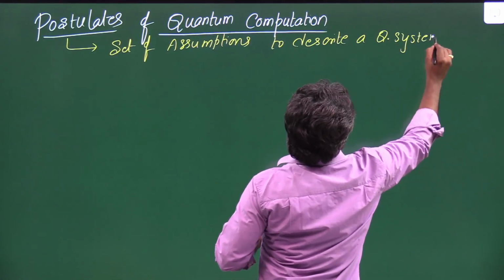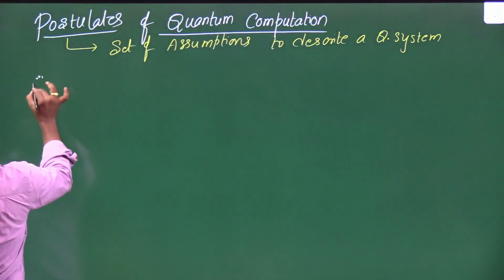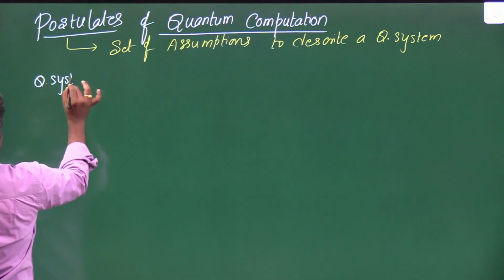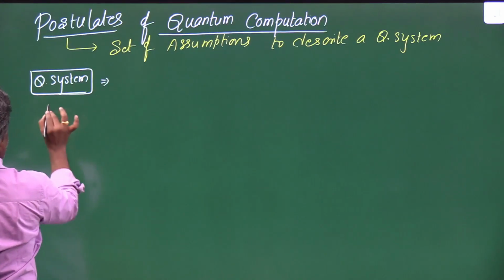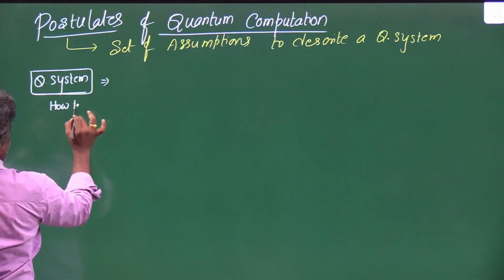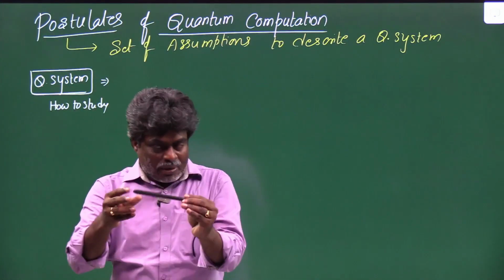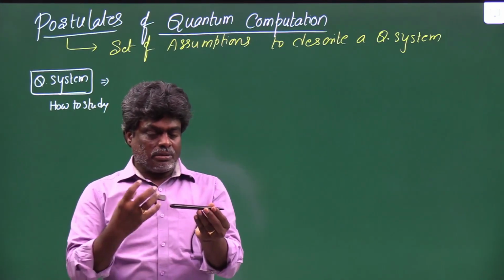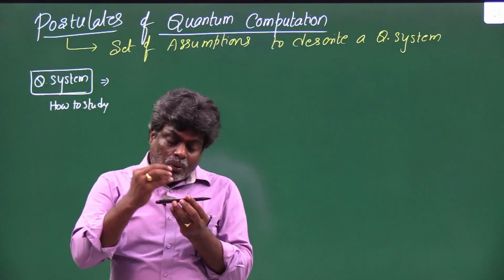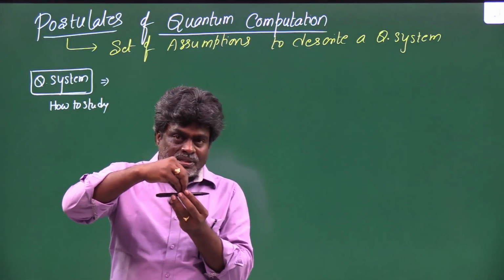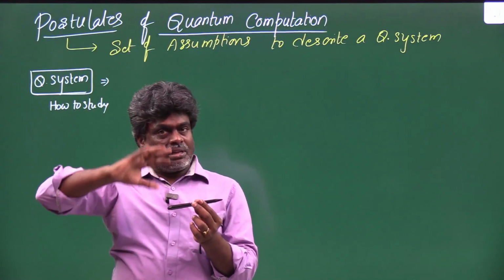Fine. For example, I have given a quantum system to you, just like this. First, what will you do? What is the process? How will you study? Let us say this is a quantum system. I ask you what are the properties of this quantum system. First, what will you do? How to represent this quantum system in Hilbert space, right? Because every operation is coming from there only.